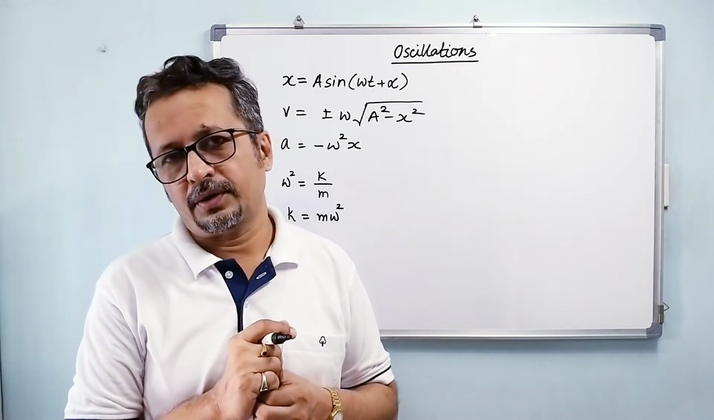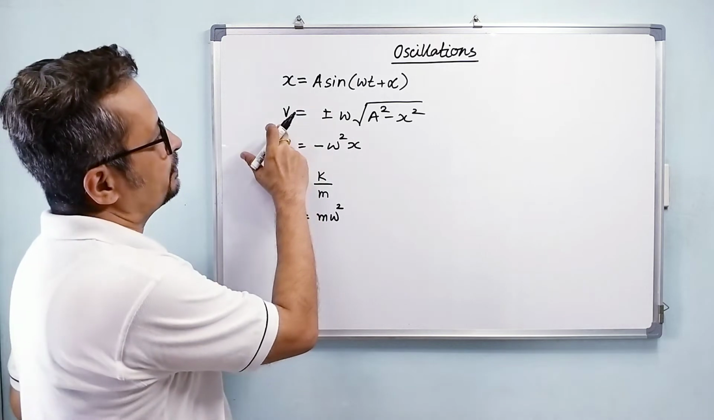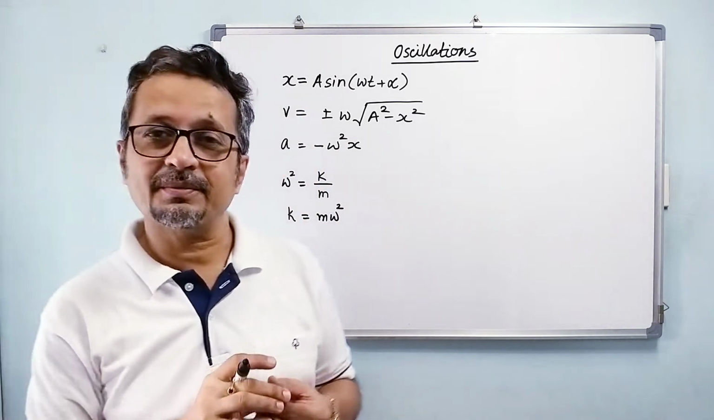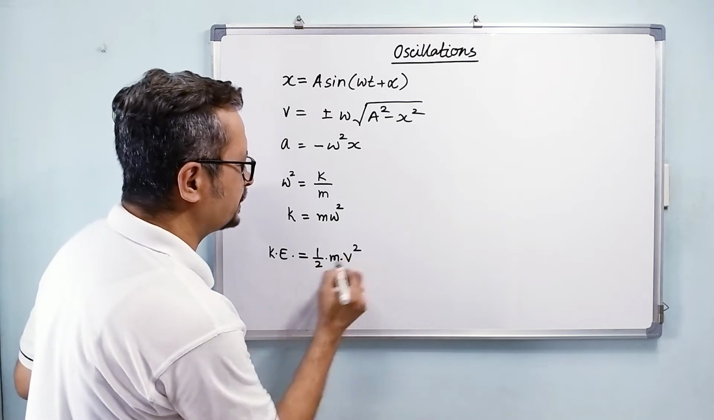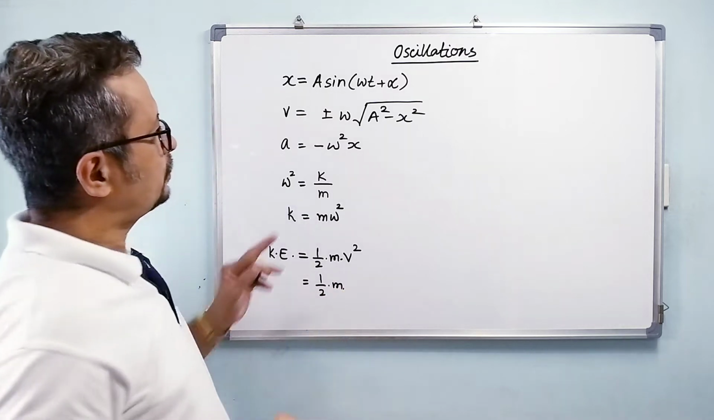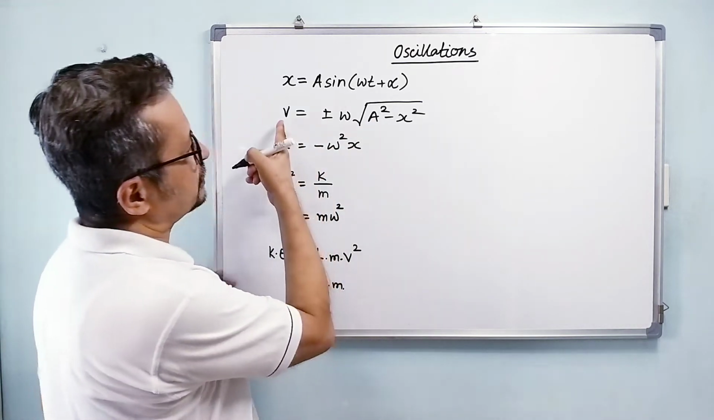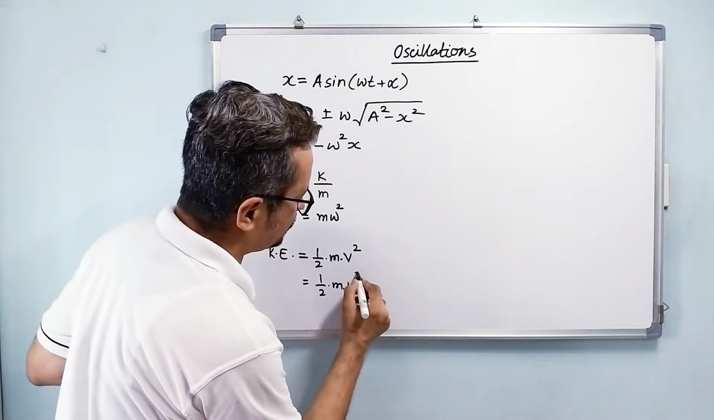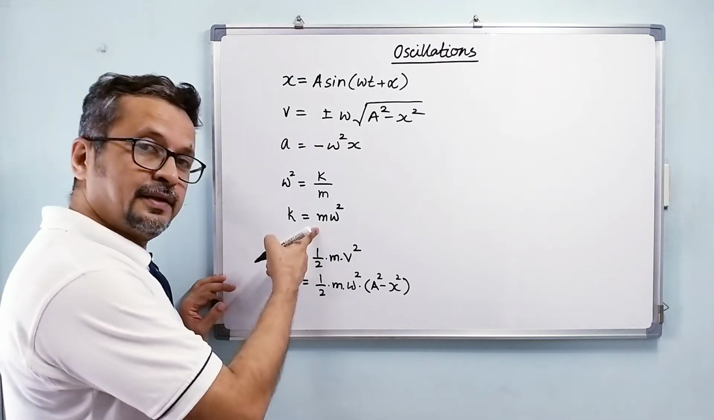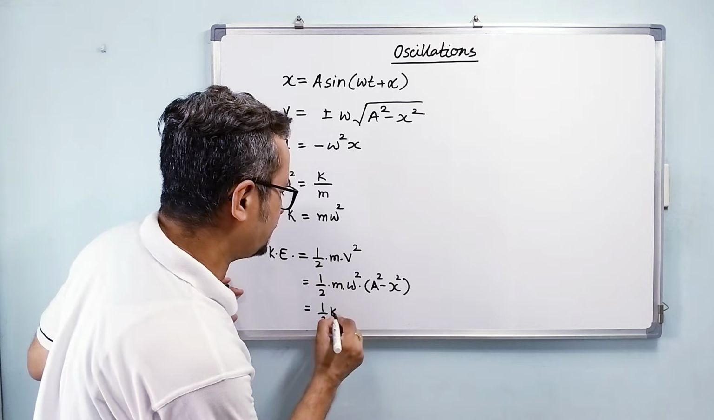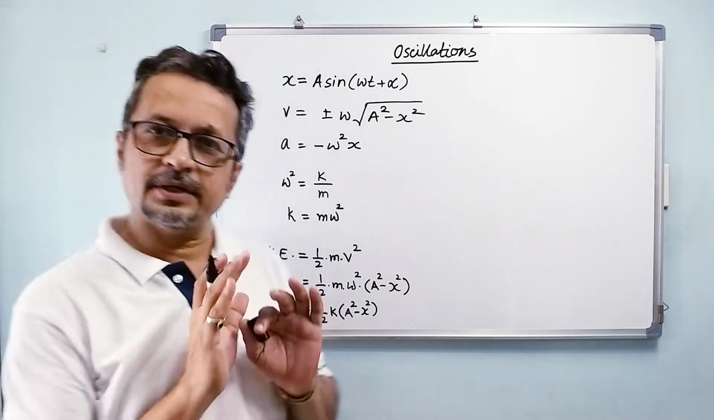Now I'm just writing down a few parameters which would be useful in the expressions for kinetic and potential energy. Here my velocity is plus or minus ω√(A² − x²). So obviously my kinetic energy is equal to half m v², and here v² is going to be equal to ω²(A² − x²). I'm just removing the root sign because I'm squaring both sides. Now mω², is it not k? So it is equal to half k(A² − x²), and that is nothing but my kinetic energy. That is the expression for kinetic energy.